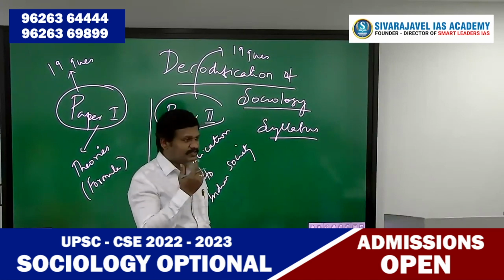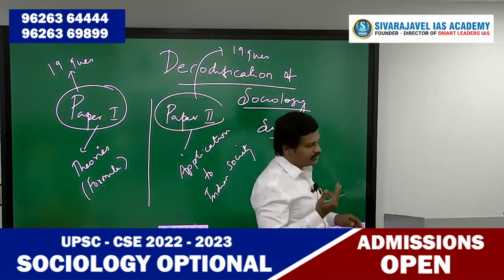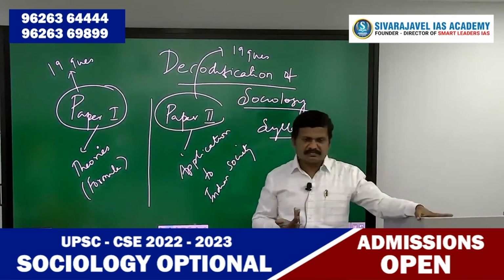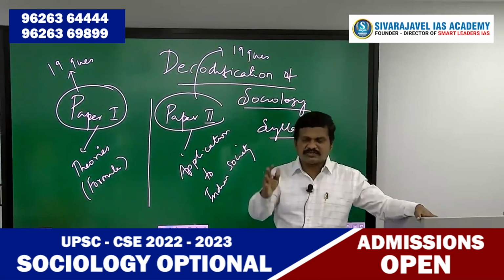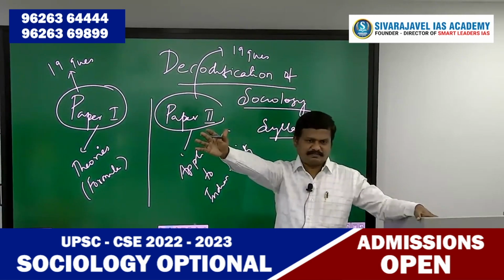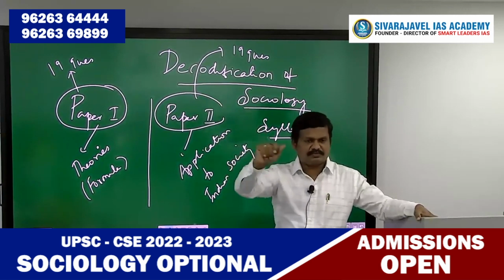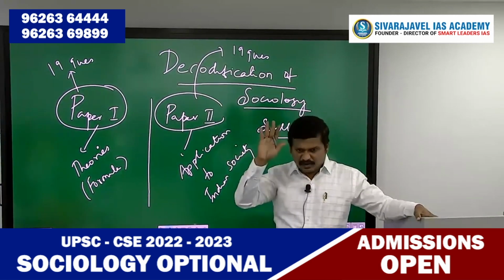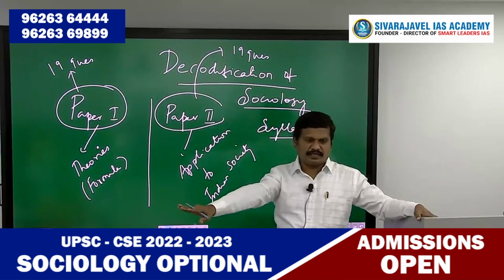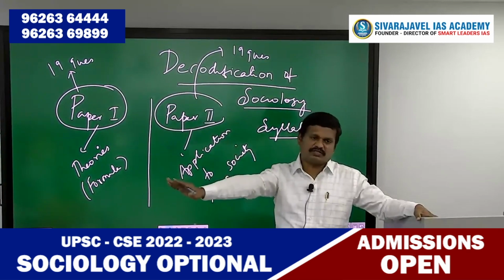If you can do that, can you cross 320 or not? So our target in sociology is 320 plus. Because people before you have crossed 320. People after you also will cross 320. And therefore you also will have to cross 320.